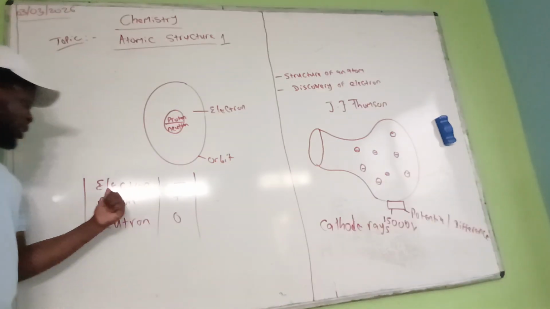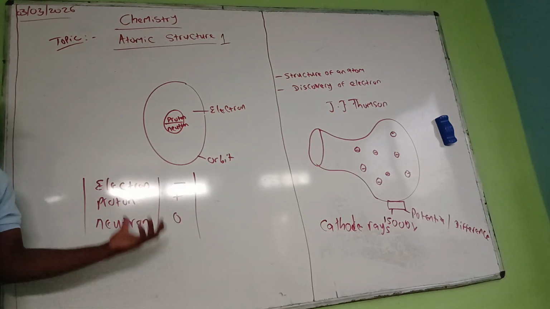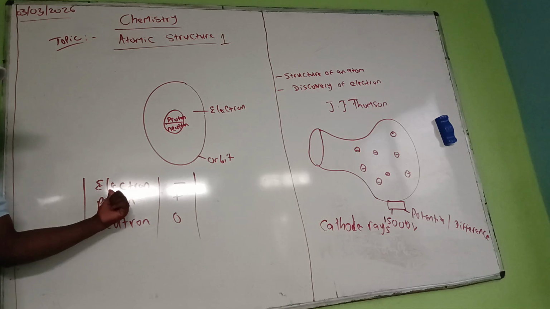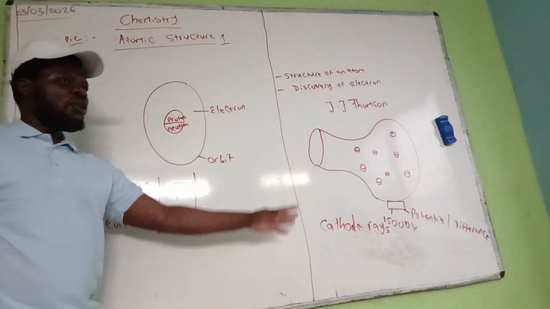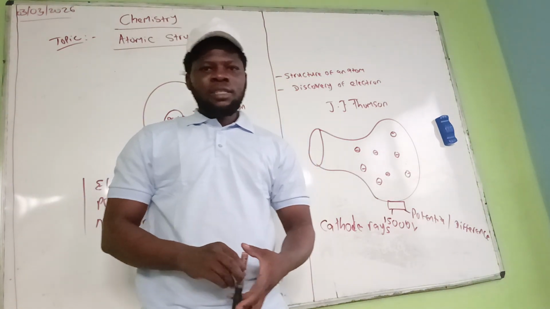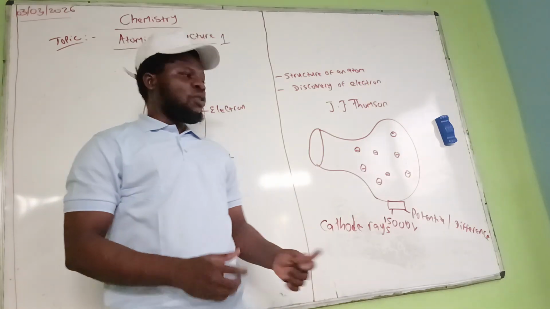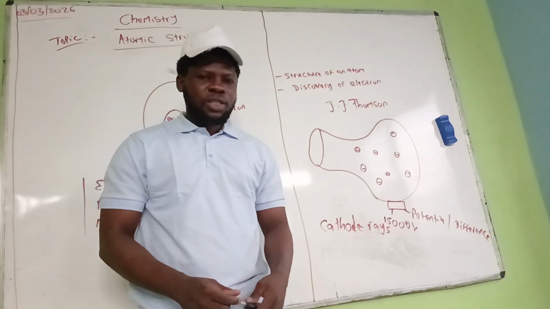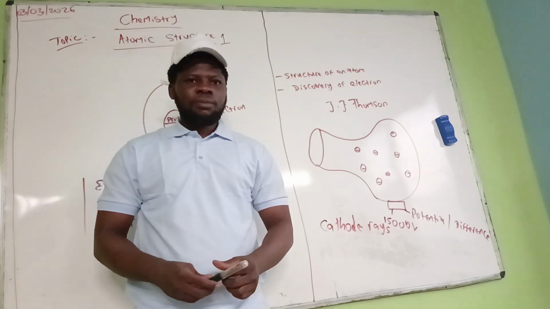Don't forget, when I was explaining this, I said all these particles possess a particular charge. I wrote electron to be negative. So this is how J.J. Thomson discovered the electron and the charge it carries. And also, he called those rays cathode rays, which are negatively charged rays or particles.